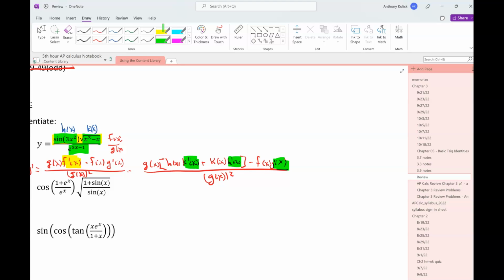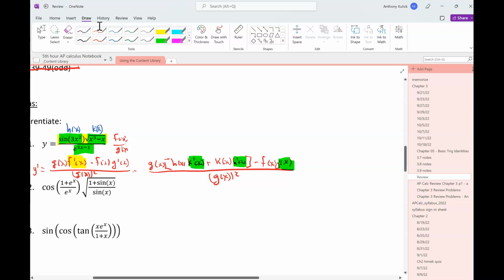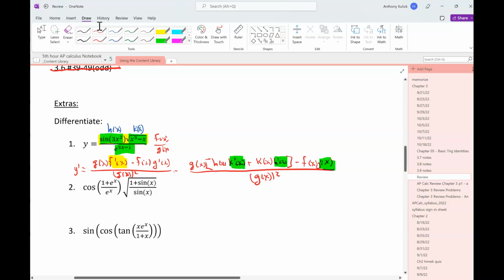It's not linked. Could you go over number 3 real quick? Sure. So, yeah, how many chains do you guys see here? I see 3. And then inside the last chain, I have a quotient. And inside that quotient, I have a product. Is x times e to the x my product? Could that also be a chain?